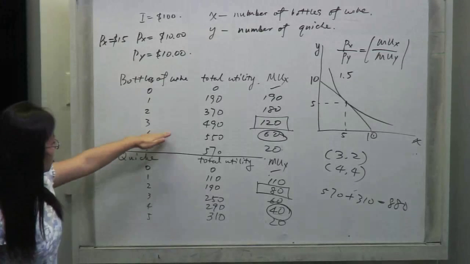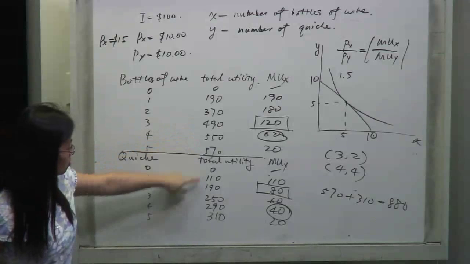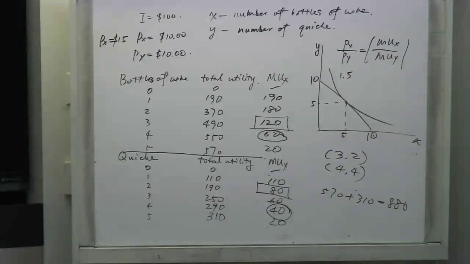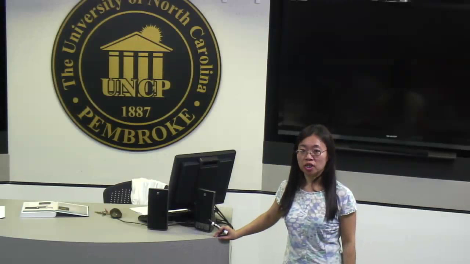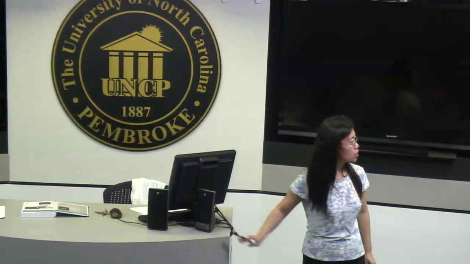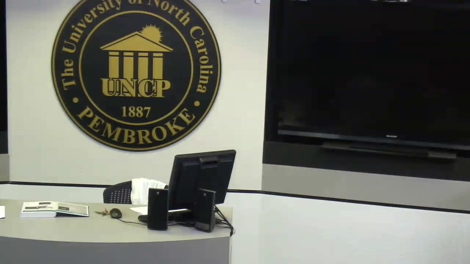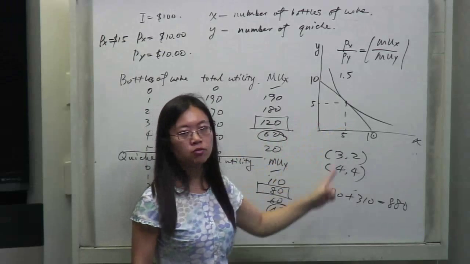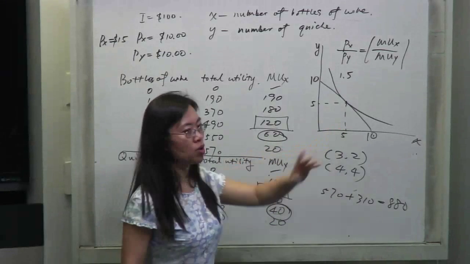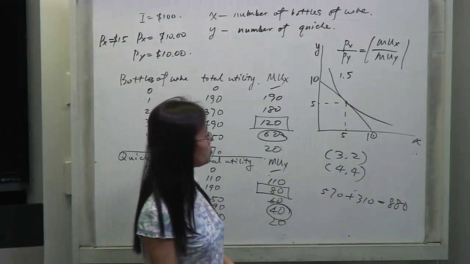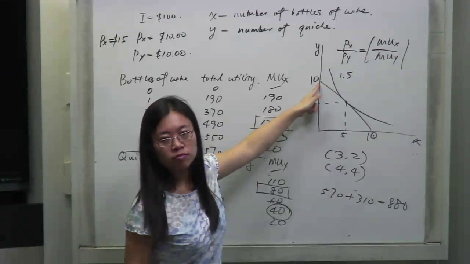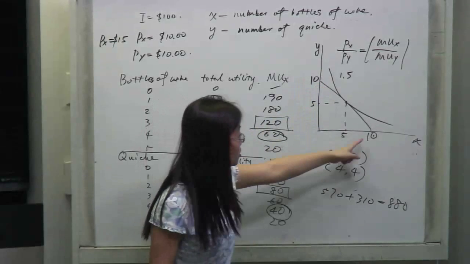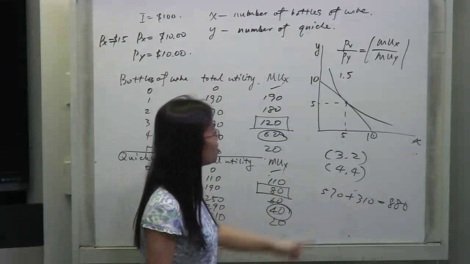Okay. And then what is total utility equal to? 550 plus 290. 840. Yeah, 840 right now. All right. Now, with this new change, I want you to draw this new change on the same graph. How do we change the graph now? Does this one change? Yes, it does. Does this one change? Yeah. How does this one change?